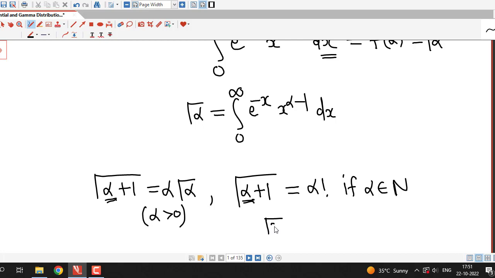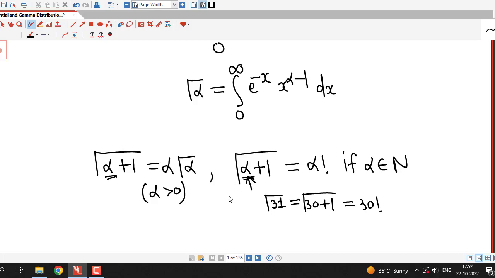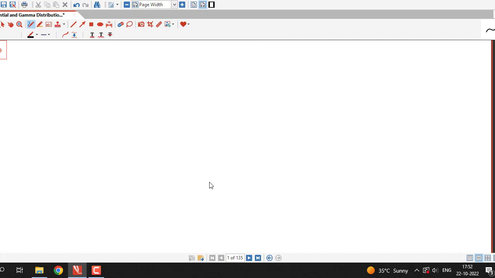For example, if we are interested in the gamma function of 31, then I can rewrite this as the gamma function of 30 plus 1, and using this property we can write it directly as 30 factorial. So we will require all these things in this topic of gamma distribution. Also, whenever we require gamma 1/2, we will directly write gamma 1/2 equal to square root of pi. So with this in mind, we are able to define gamma distribution.